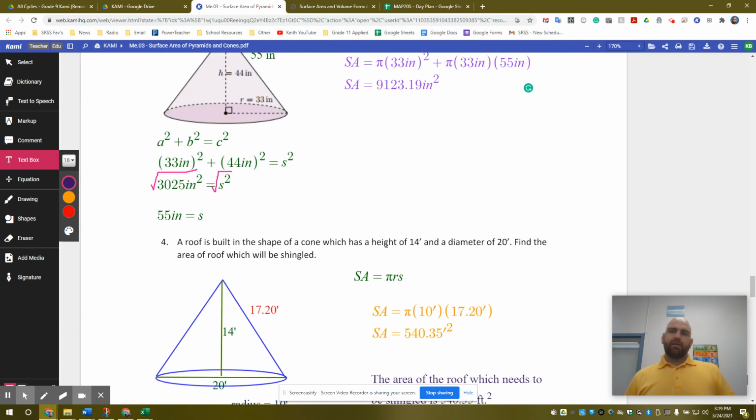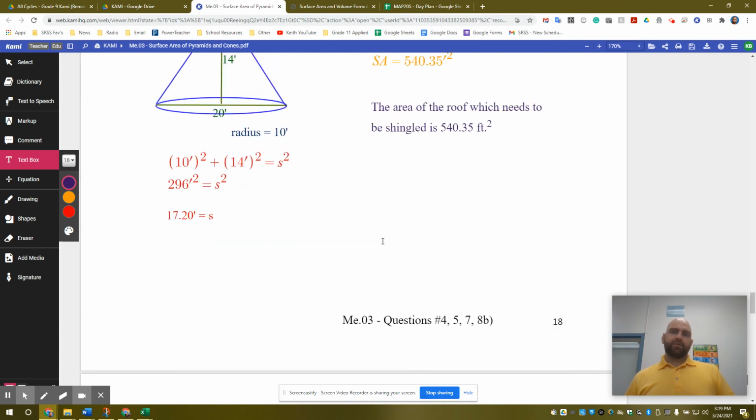And finally, your assignment, finish up questions 4, 5, 7, and 8b, and those all deal with cones, both lateral area and the entire cone.